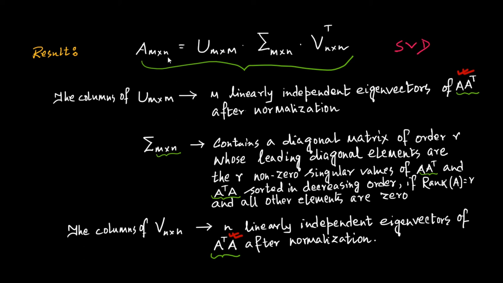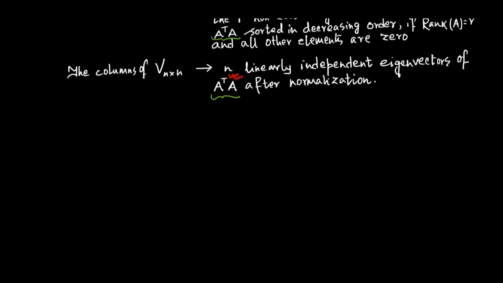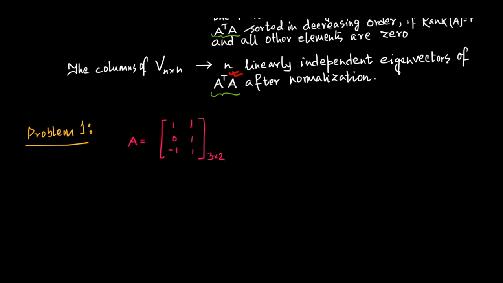So let us solve a problem. Let us solve two problems one by one. The first one: I have a 3x2 matrix given, as you can see here. The columns are 1, 0, minus 1, and 1, 1, 1. I'm trying to find the singular value decomposition of this matrix A.